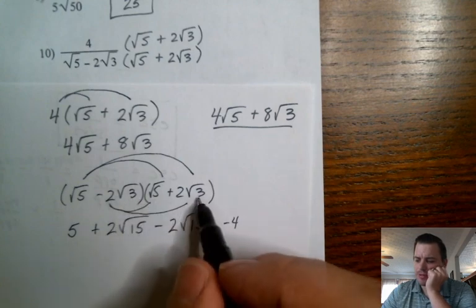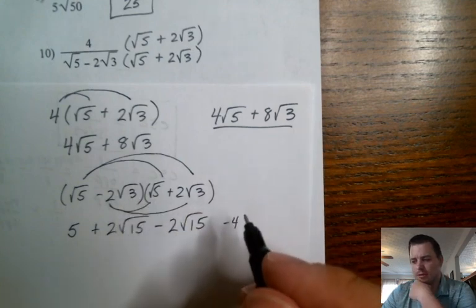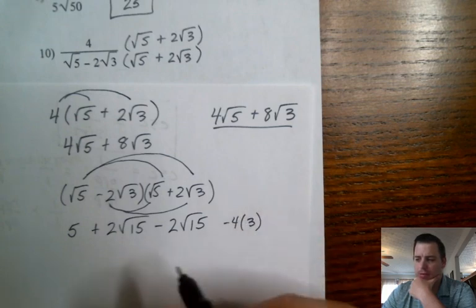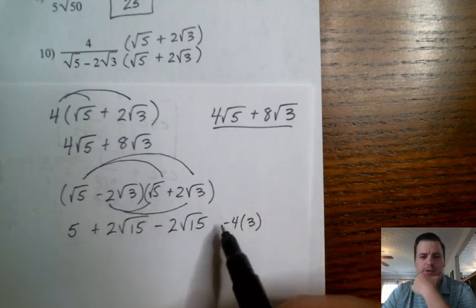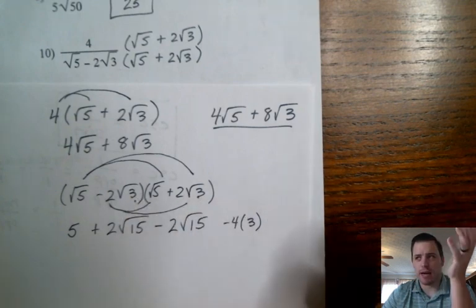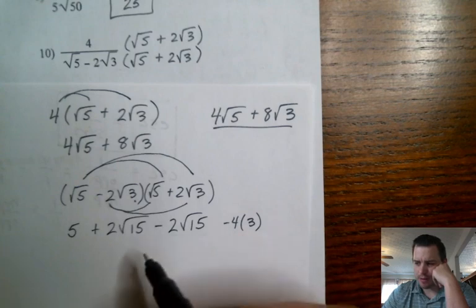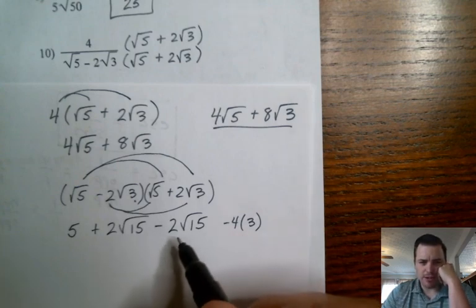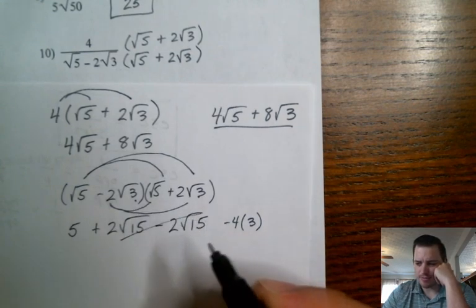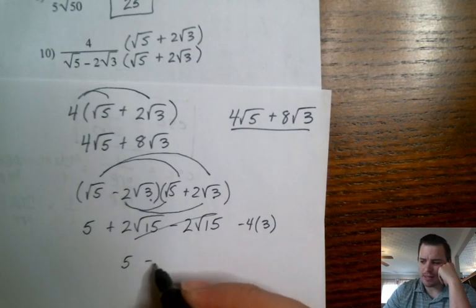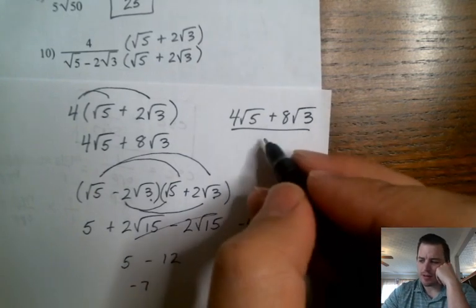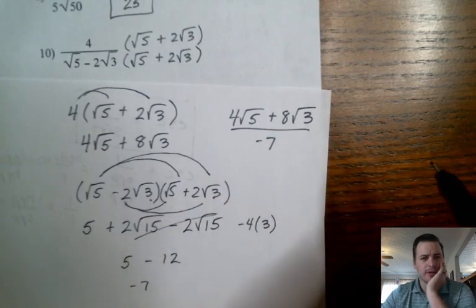And radical 3 times radical 3 would simply be 3 there. So negative 4. Negative 2 times 2 is negative 4. And then radical 3 times radical 3 is radical 9, which is 3. 2 radical 15 minus 2 radical 15, that's like saying 2x minus 2x, so that just cancels. And then I'm left with 5 minus 12, which is negative 7. So then I put that there in the denominator.